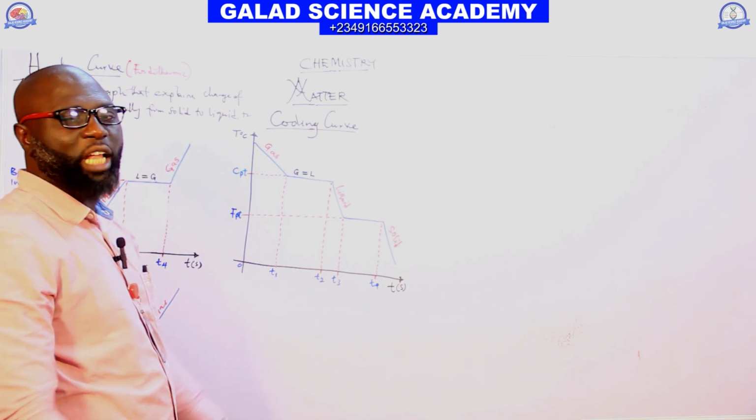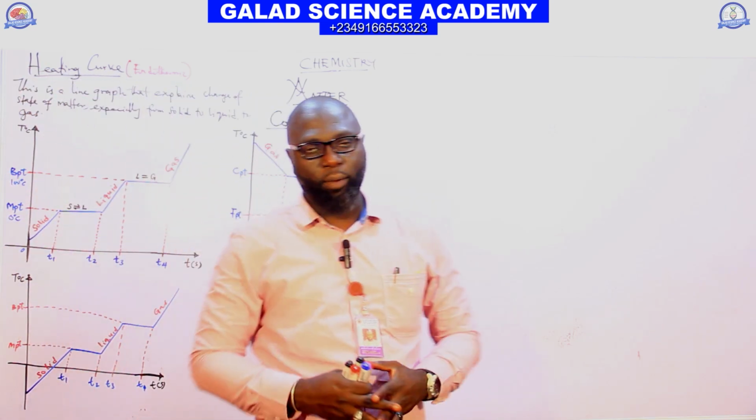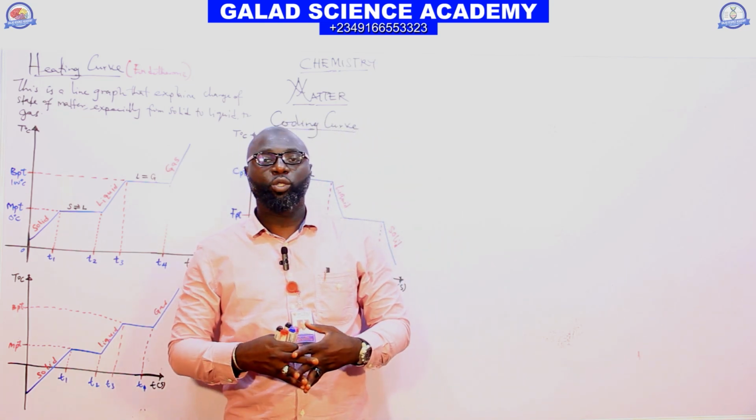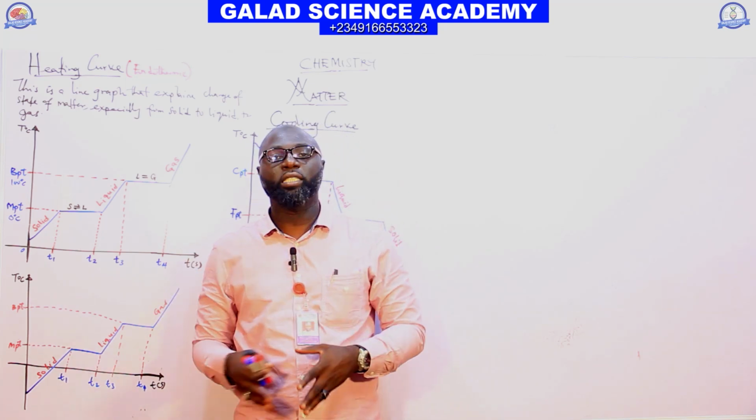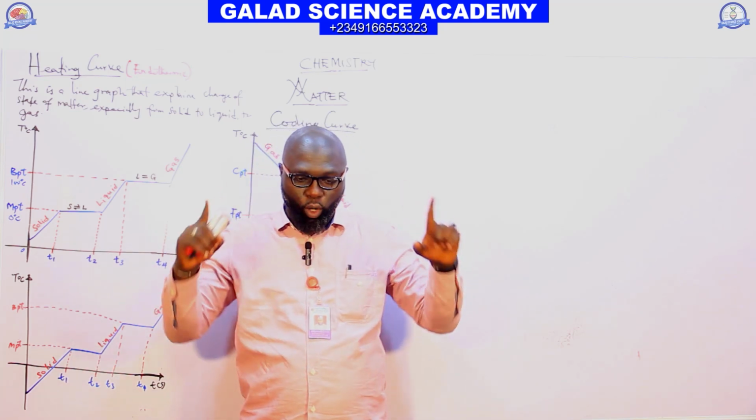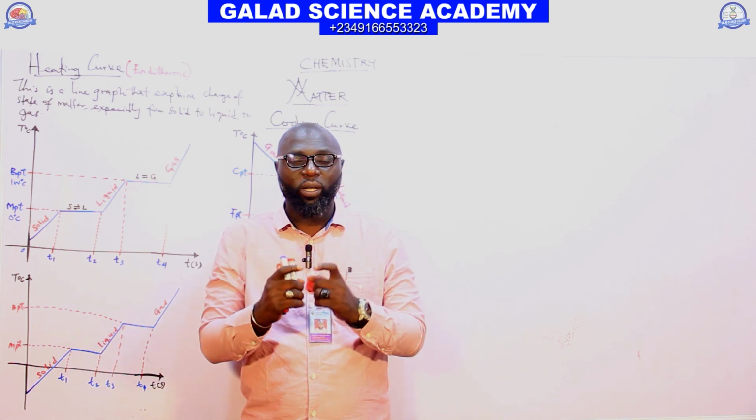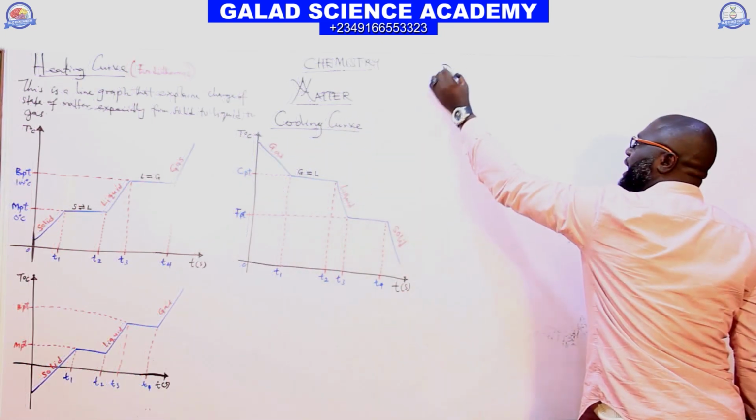The next one, let us put on the phase diagram. The phase diagram is the one that will show the relationship between the three states of matter in terms of pressure and temperature, which also shows the point where the three states of matter coexist together.